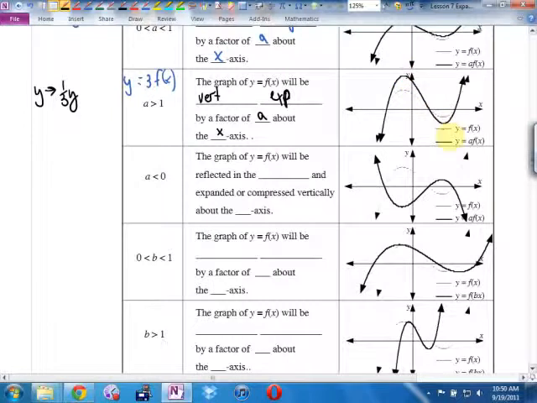Oh, last thing, for what it's worth, Steph, if a is less than 0, that's the fancy way in math of writing if a is negative, it's also going to be a vertical flip. It will be reflected in the x-axis and compressed or expanded vertically in the x-axis. So you're going to have more than one thing going on. It's going to lead to problems down the road, but right now it'll work.